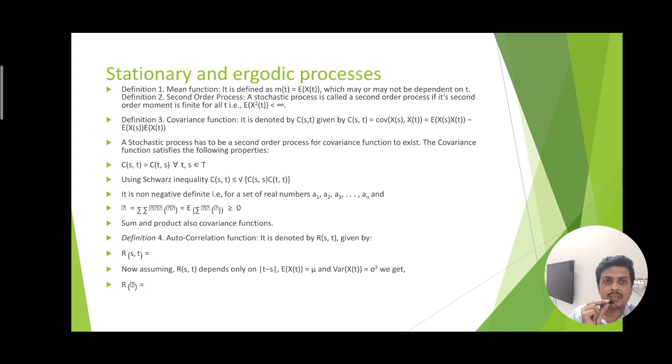That means it is less than infinity. The covariance function C of s, t, where s and t are two different time instants, can be derived from the difference of the joint expectation of Xs and Xt and the product of the expectations of Xs and Xt. Also, there are some other important definitions, such as the autocorrelation function, which are very important for the derivation of several other statistical characteristics.